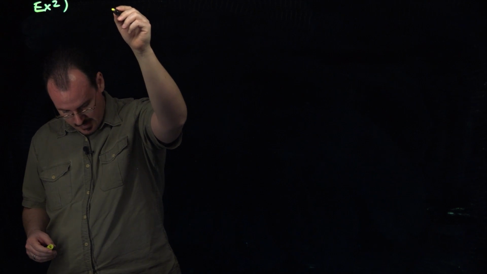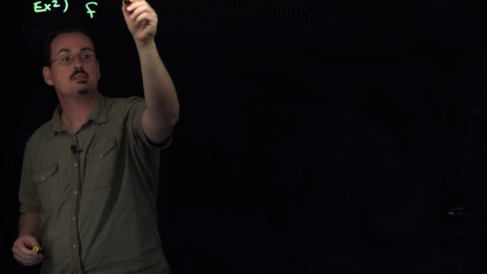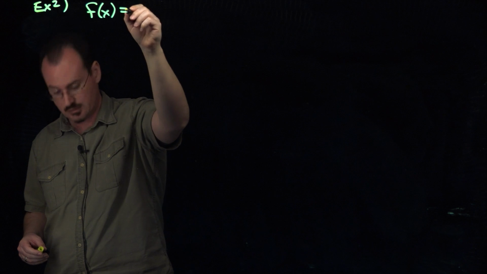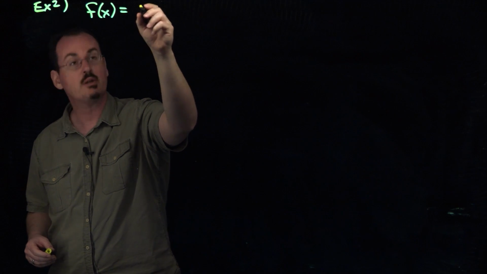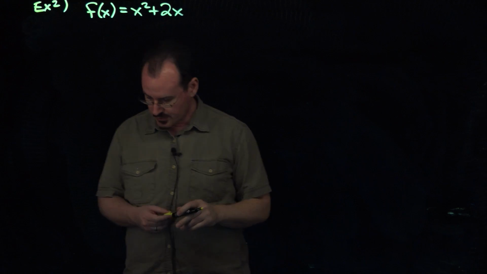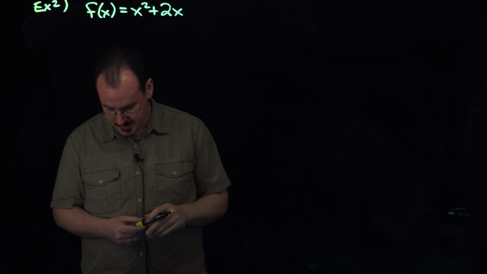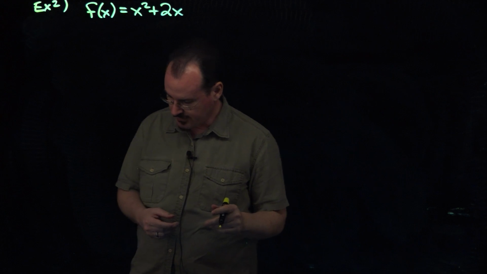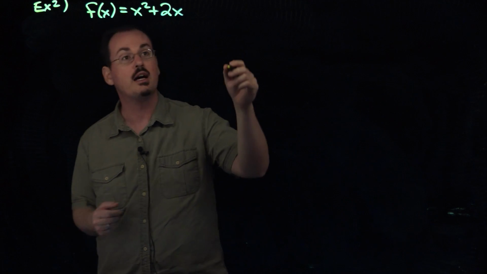Okay, we're doing example 2, section 3.4. So this one says, this is example 2. We want to find, for this function, f of x is equal to x squared plus 2x, the slope of the secant line through the 2 points, the points where x equals 3 and x equals 5.